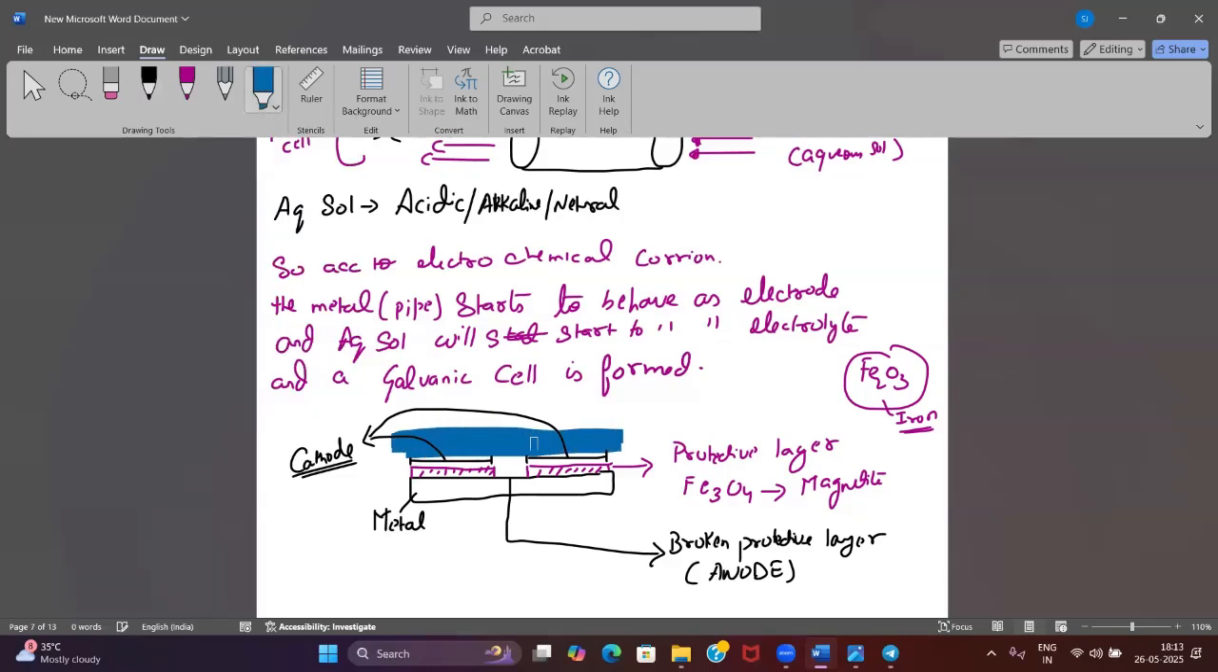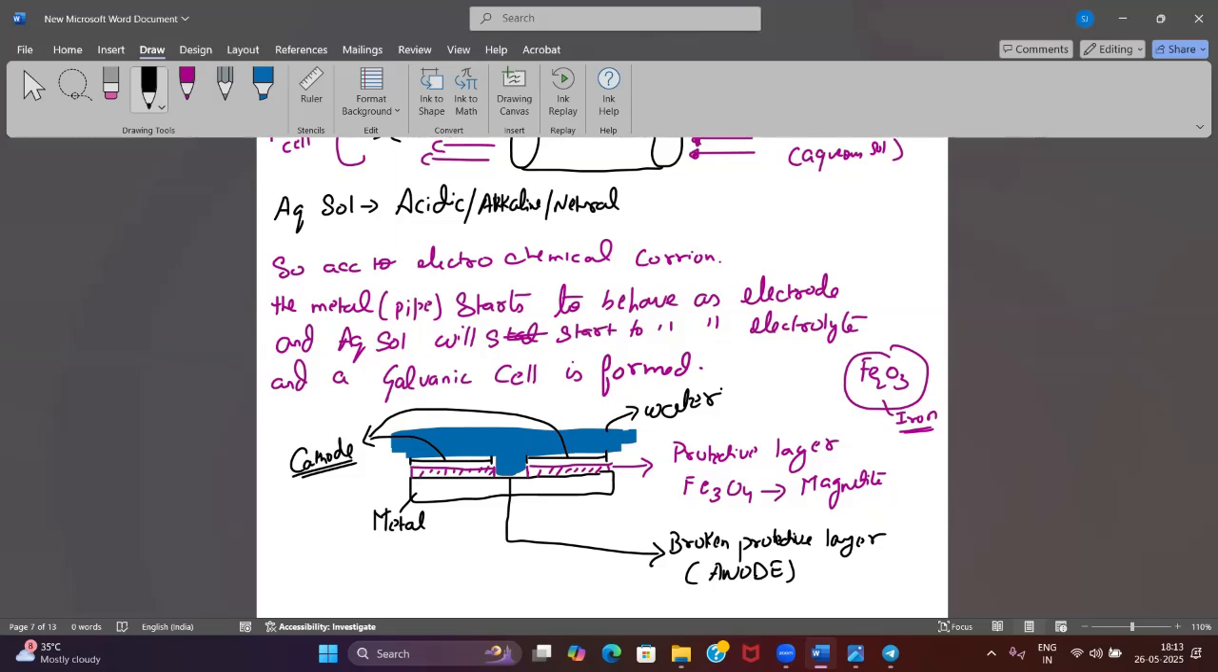Water is flowing on the tubes, inside the tube. So this is water. Water is flowing from this surface where my magnetite layer has been broken, which is the protective layer of the metal.